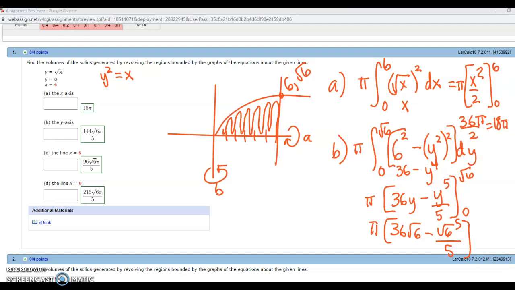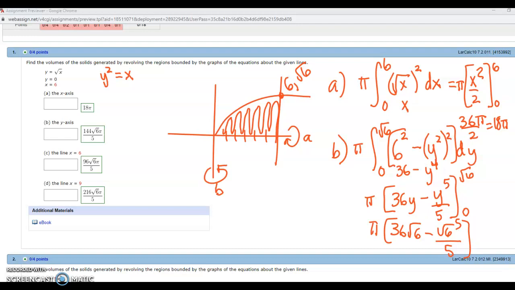Okay, C and D, same type of thing, but both of them are not the axis. They're different lines. C is the line x equals 6, and D is the line x equals 9. Both are vertical, right? X equals 6 is this line right here. Would there be a hole? No. If we're revolving around over here, x equals 9, there would be a hole. Okay, so they're going to be set up similar yet slightly different.